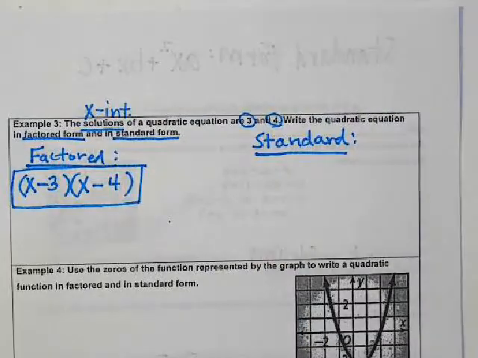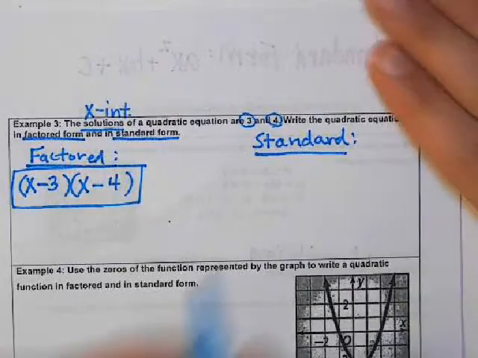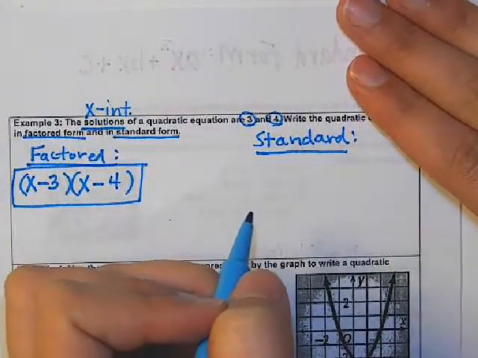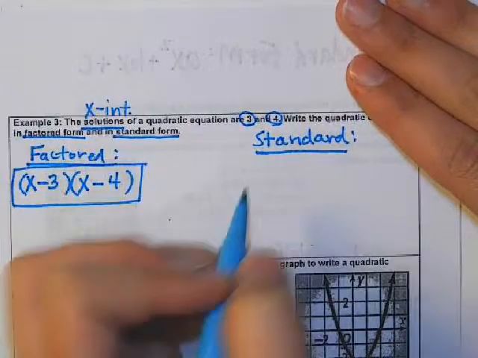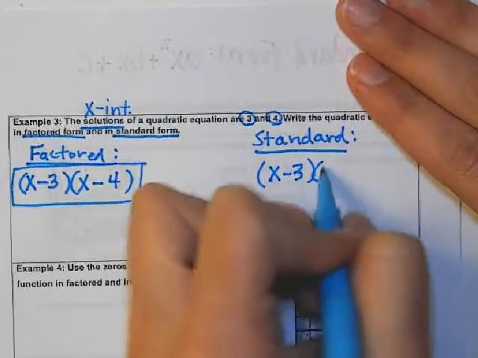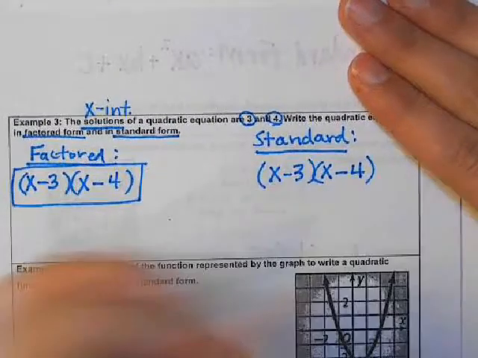Okay, how do I go from factored form to standard form? Double distribute. Good. (x minus 3)(x minus 4). Good job, y'all. You guys are getting it.